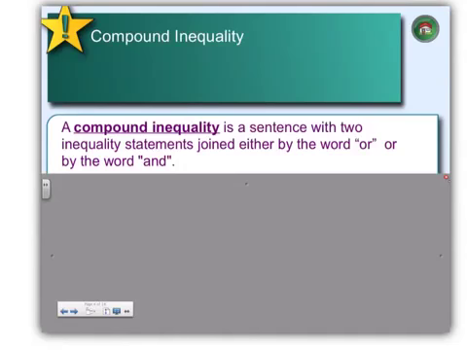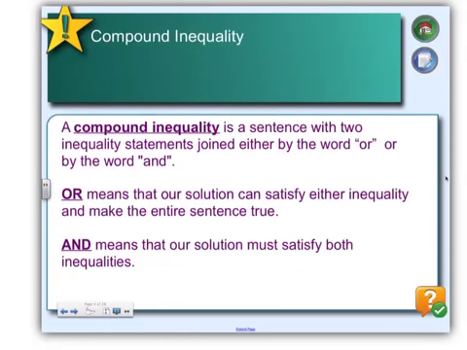So here we can look at compound inequalities, which is a sentence with two inequality statements joined by either the word or by the word and. However, we're going to be looking at it in terms of mathematical sentences rather than by words. So if we saw an or statement, what that's telling me is that a solution can satisfy either one inequality or the other inequality to make a sentence true. Usually that will look like two arrows pointing in opposite directions. It can have one or the other, a filled in circle or not. Whereas an and means that our solution must satisfy both inequalities. What that's going to look like is a line connecting two points. So let's take a look at some examples.